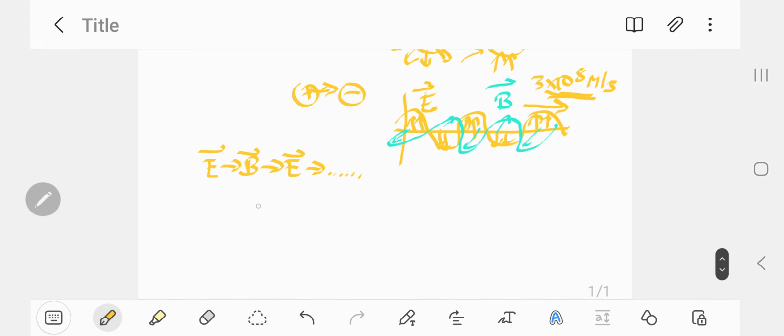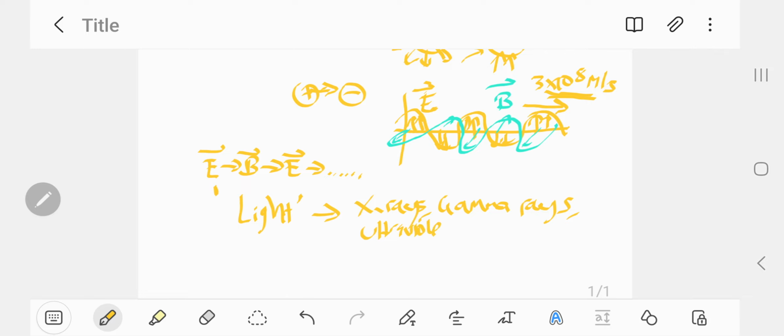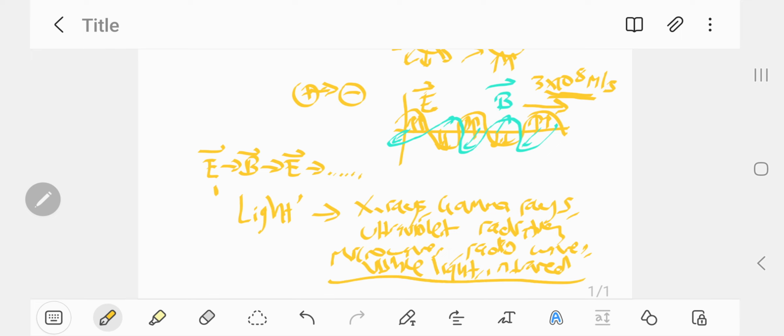And light, to me as a physicist, light means this. Light is all of this. Gamma rays, X-rays, ultraviolet radiation, microwaves, radio waves, visible light, infrared light, aka heat. All of these are the same thing.